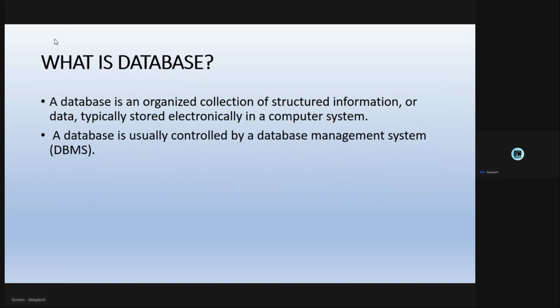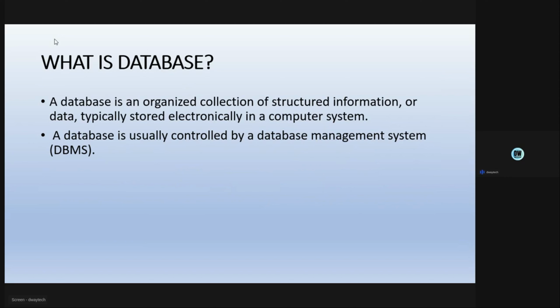And the second point here: electronically stored in a computer system. So by the end of this definition, you can understand one thing. Basically, a database is a collection of information which is stored on a computer. As simple as that.